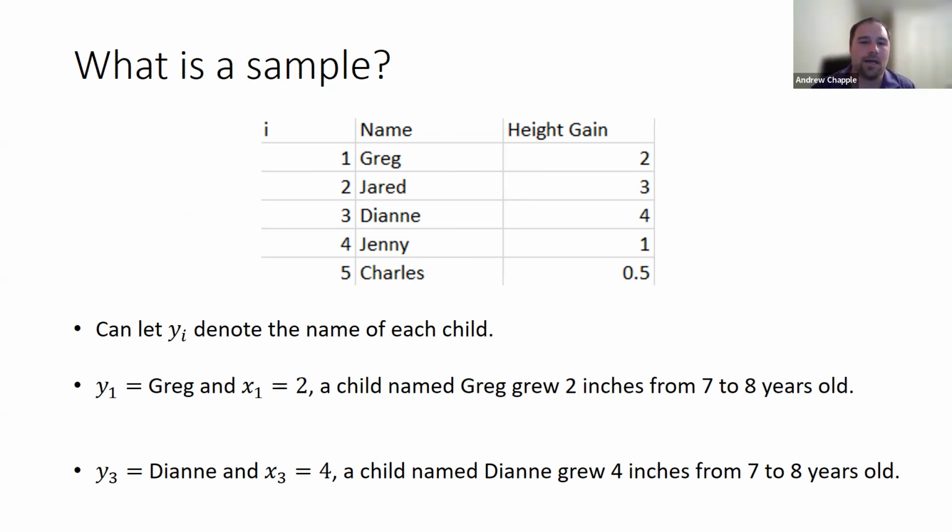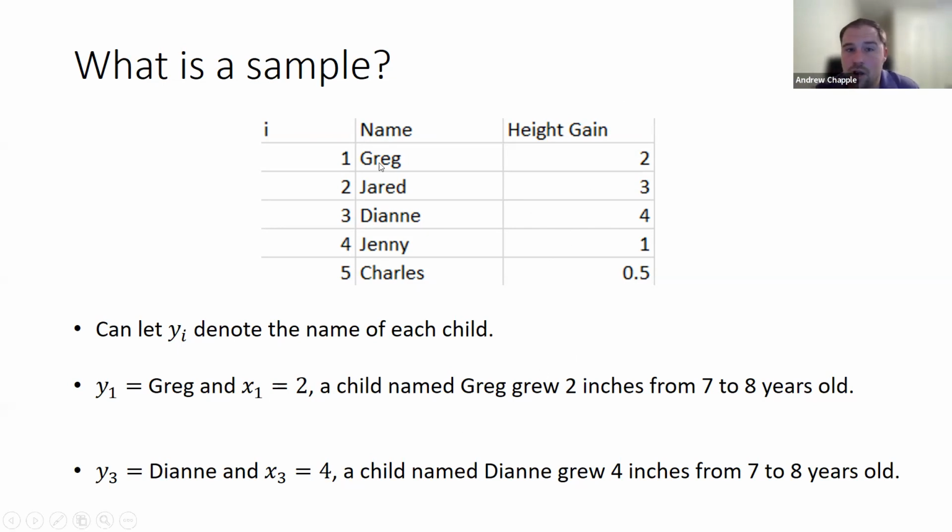So here, Y1 is equal to Greg. Why is Y1 equal to Greg? This is the index number here, and this student's name is Greg. And X1 is equal to 2. Why is X1 equal to 2? Because that student gained 2 inches of height. In other words, what this data says is a child named Greg grew 2 inches from 7 to 8 years old. So Y3, the third entry, is Diane, and X3 is 4. So what does that say? A child named Diane grew 4 inches from 7 to 8 years old.